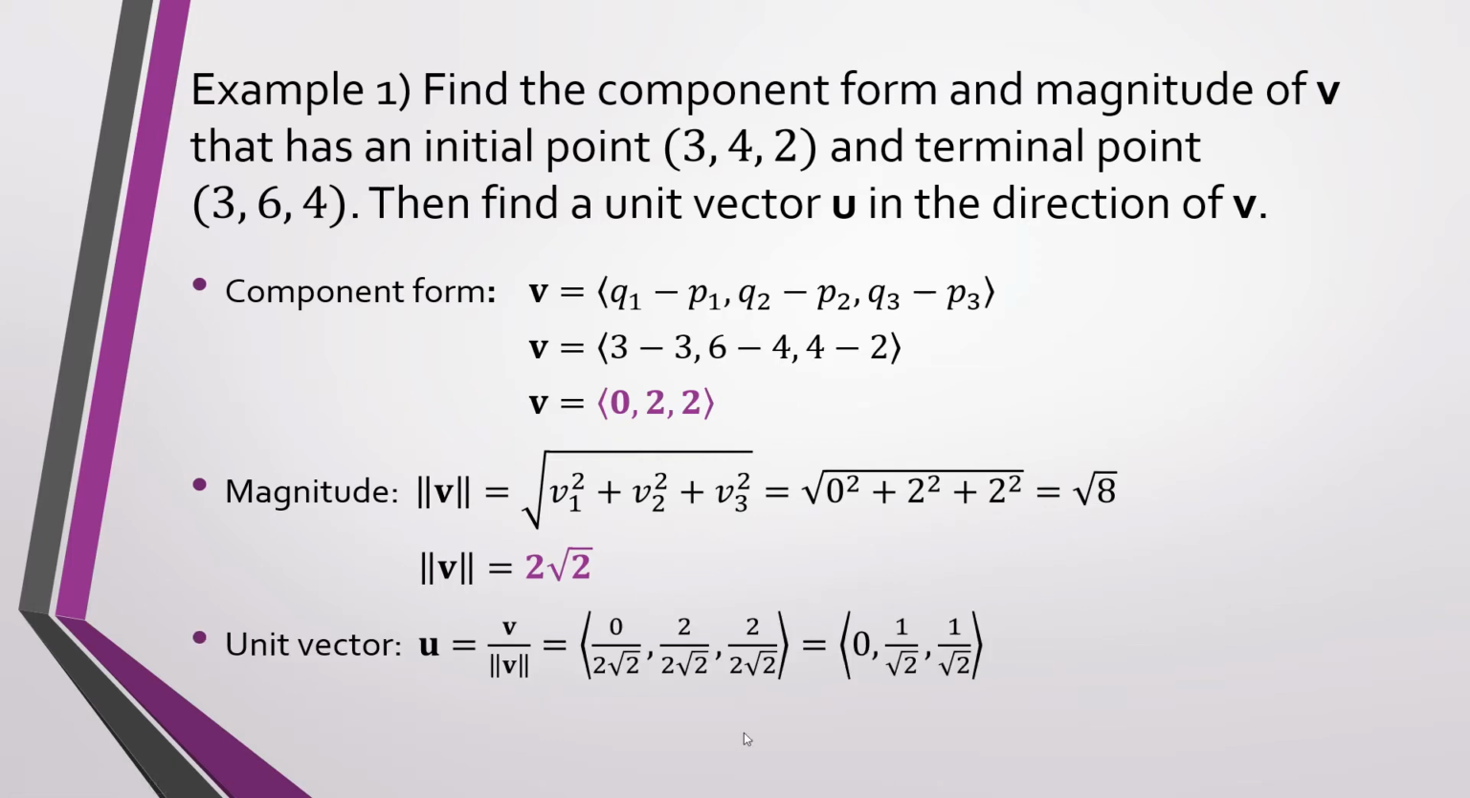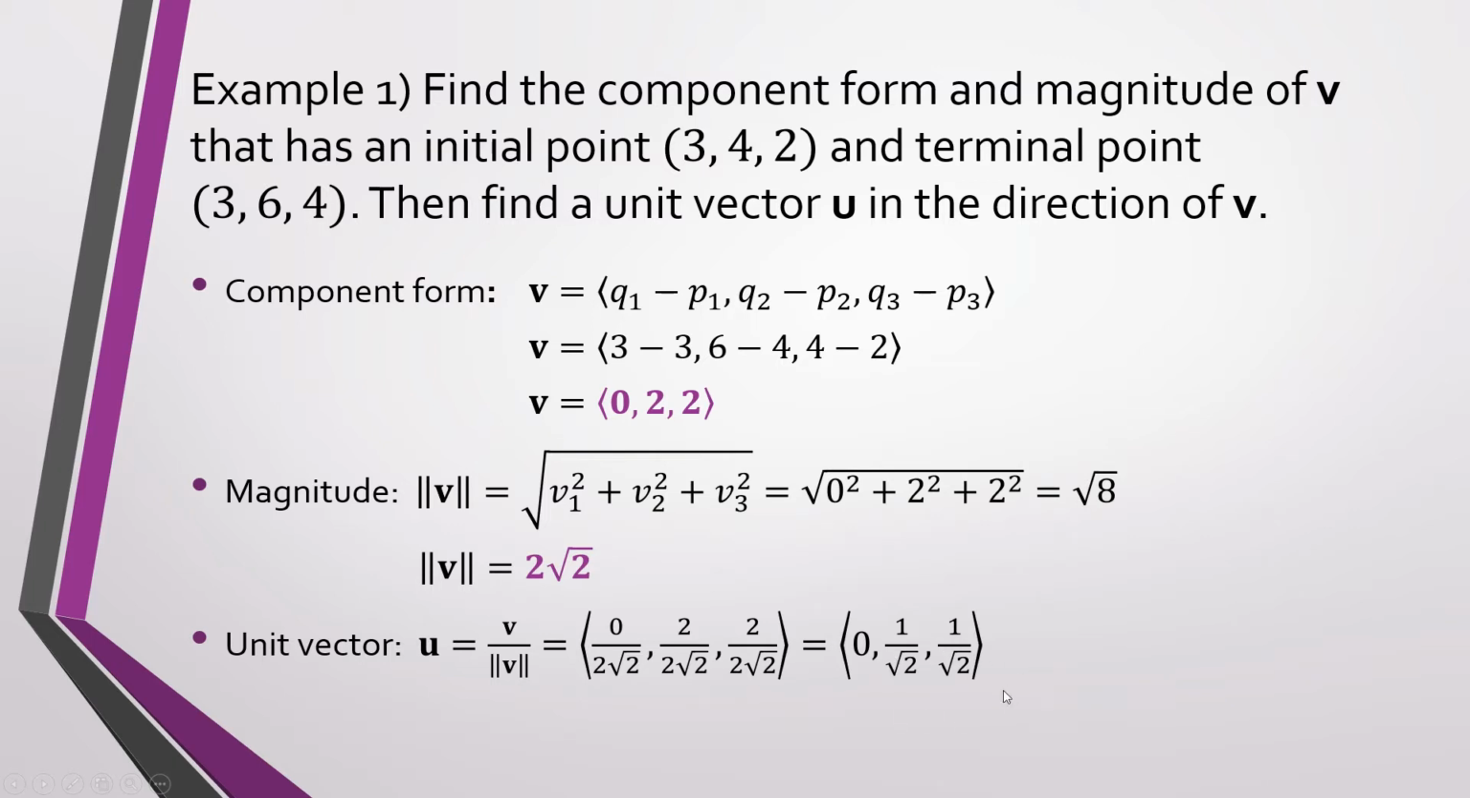For our unit vector, we take each component of our vector and we divide it by our magnitude. So our x component 0 divided by our magnitude of 2 root 2, comma, our y component of 2 divided by our magnitude 2 root 2, and then our z component 2 also divided by 2 root 2. Well, 0 divided by anything is 0. Here, 2 divided by 2 is 1, so we have 1 over root 2, again 1 over root 2. But recall that we don't like radicals in the denominator.